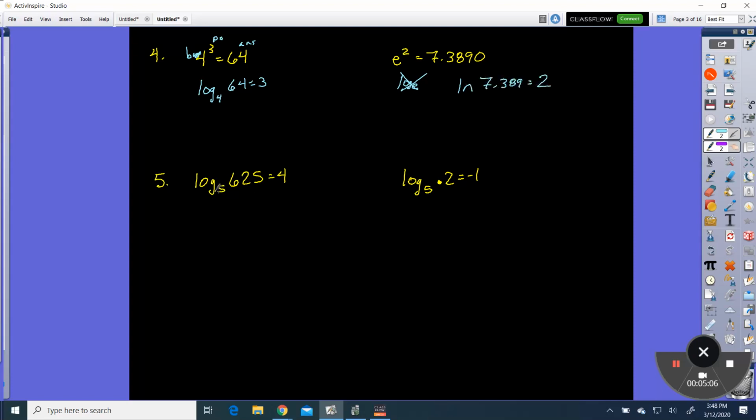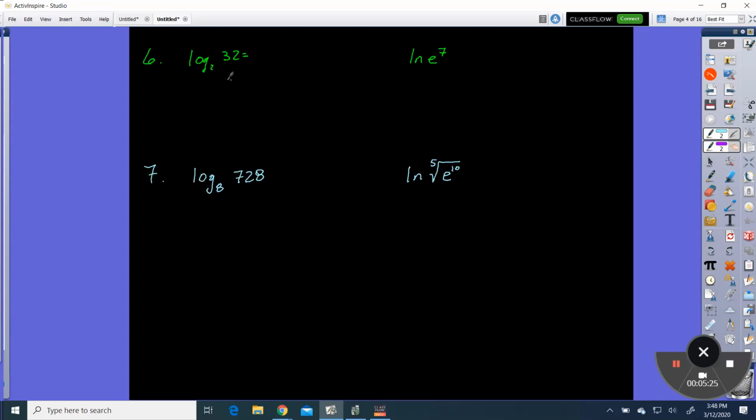On question 5, you're supposed to go backwards. You're supposed to take this and write it in exponential form. So that's the base, that's the answer, that's the power. So 5 to the 4th equals 625. Same thing over here. 5 to the negative 1 equals 0.2, base, answer, power.